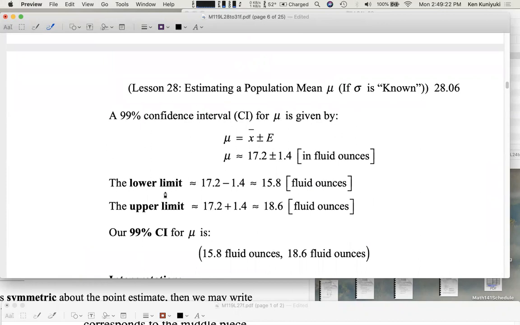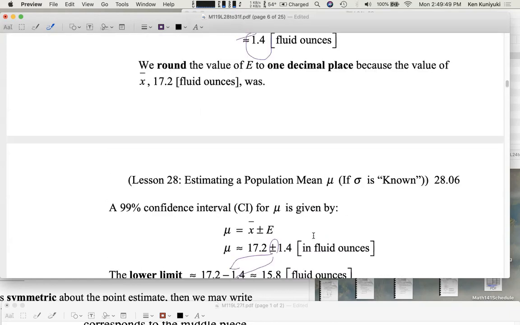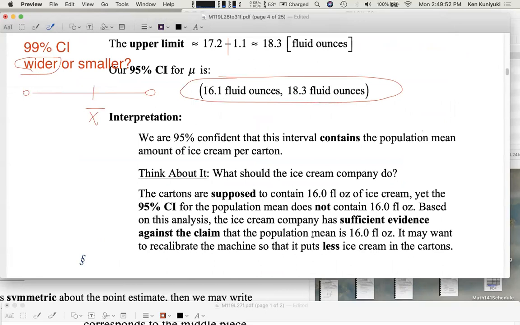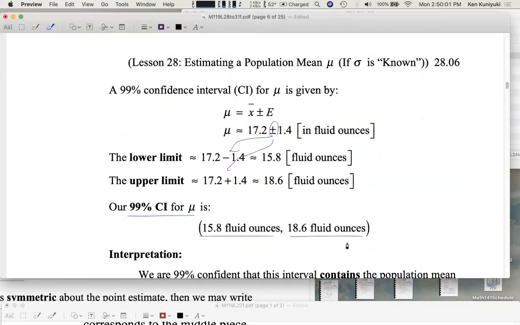Okay, so we take the lower limit and the upper limit. We obtain these by taking the minus case and the plus case. From the minus case, we get 15.8 fluid ounces. From the plus case, we get 18.6 fluid ounces. So our 99% confidence interval for mu is this interval from 15.8 fluid ounces to 18.6 fluid ounces. Before, it was smaller. It was 16.1 to 18.3 because the margin of error was smaller. This interval is wider, and it's, again, centered at the 17.2 fluid ounces.